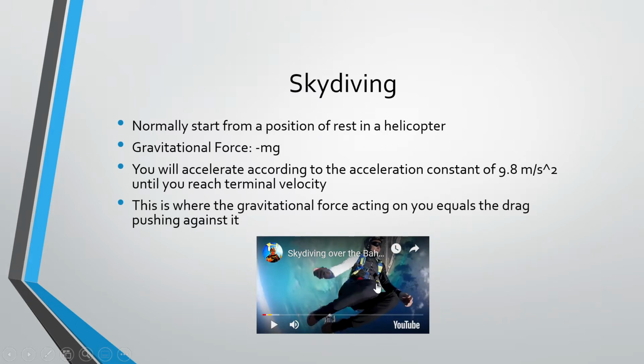Basically, you start from a position of rest in a helicopter and then jump. At this point, the gravitational force will pull you down, and you will accelerate according to the acceleration constant of 9.8 meters per second squared until you reach terminal velocity. This is the point where the gravitational force acting on you equals the drag or wind resistance pushing against you, so that there is no net force and you are moving at a constant velocity.